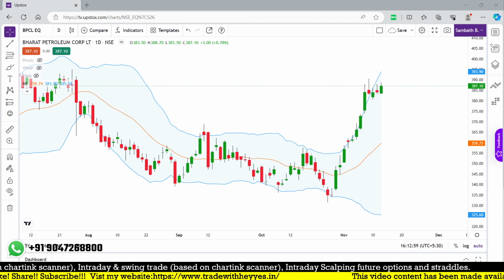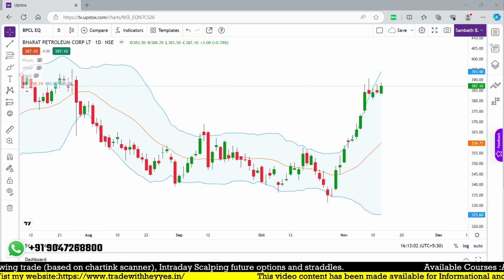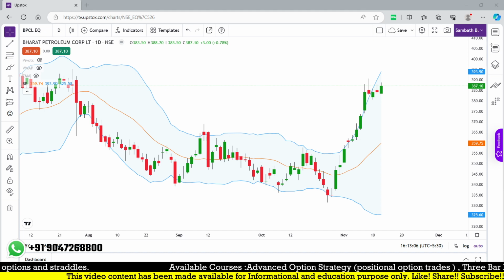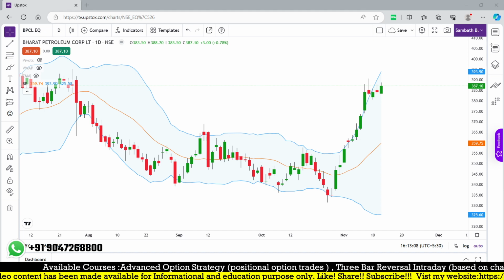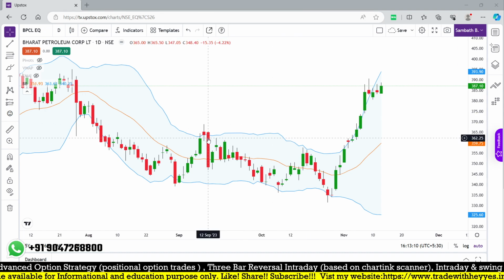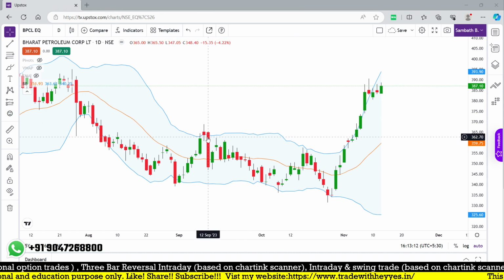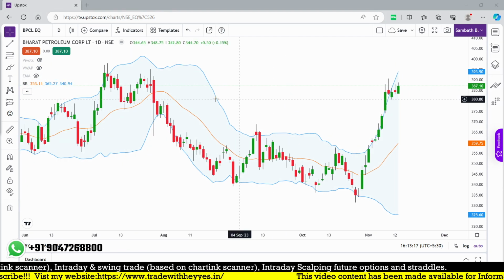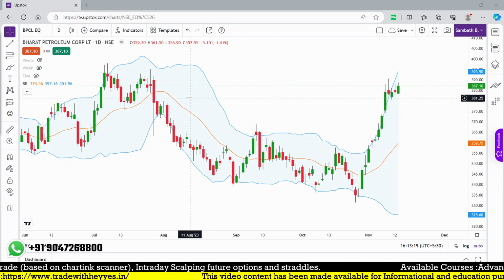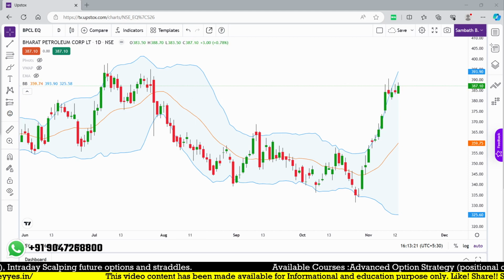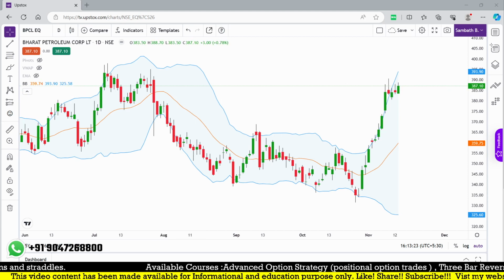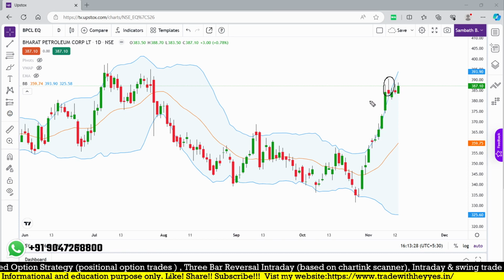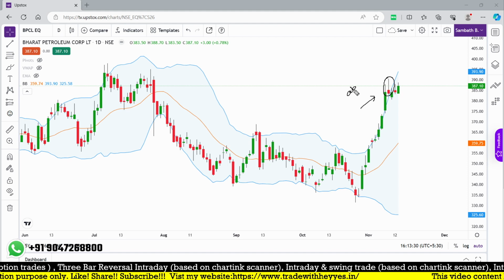Here the condition is simple. The shooting star candle should happen about to the upper Bollinger Band. Based on this condition, we are going to create the scanner. Here we are looking at the daily chart of this particular stock, BPCL, and how this shooting star candle helps to make a perfect trend reversal. You can look at this candle, which is forming a shooting star, and it is about to the upper Bollinger Band.